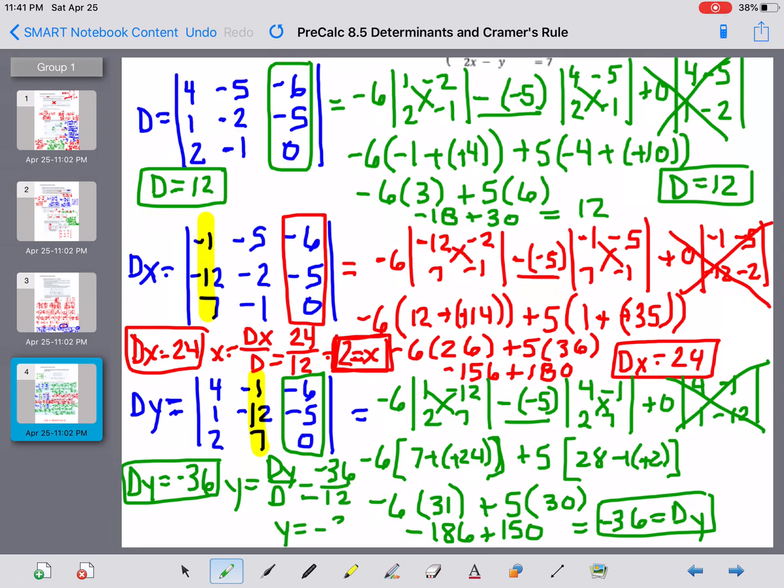All right, one more to go. I need a new piece of paper, so I'm going to lose seeing this work right here, but let me get a clean spot to find my dz.